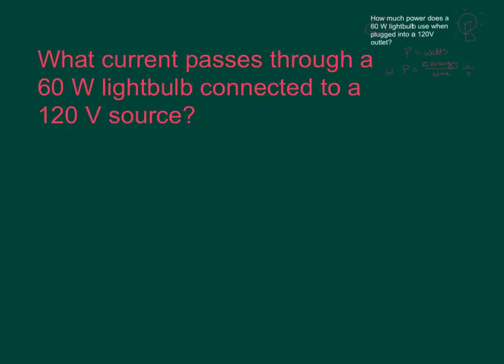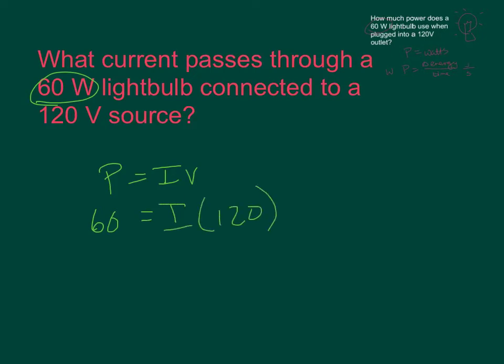A more appropriate question would be to ask what current passes through the light bulb when it's connected to the source. And so we would take our equation, P equals IV, and our power is the 60 watts because power is measured in watts. So 60 is equal to, we're solving for I, times 120. So we find that our current is 0.5 amps.